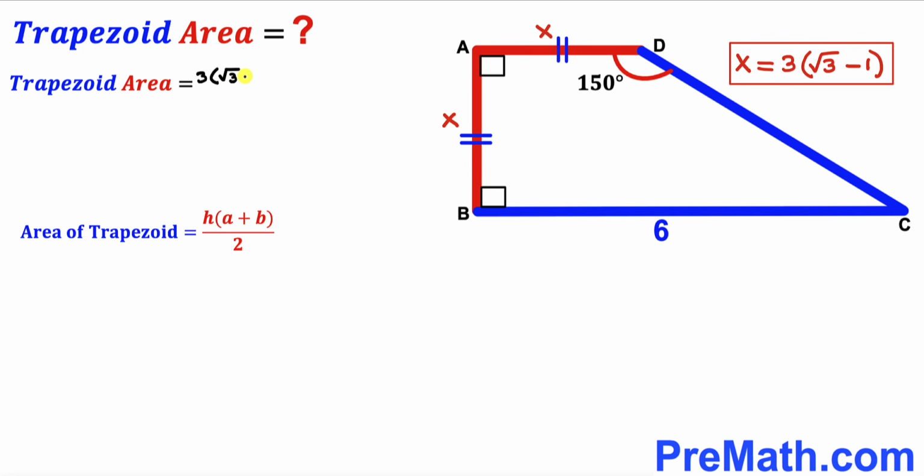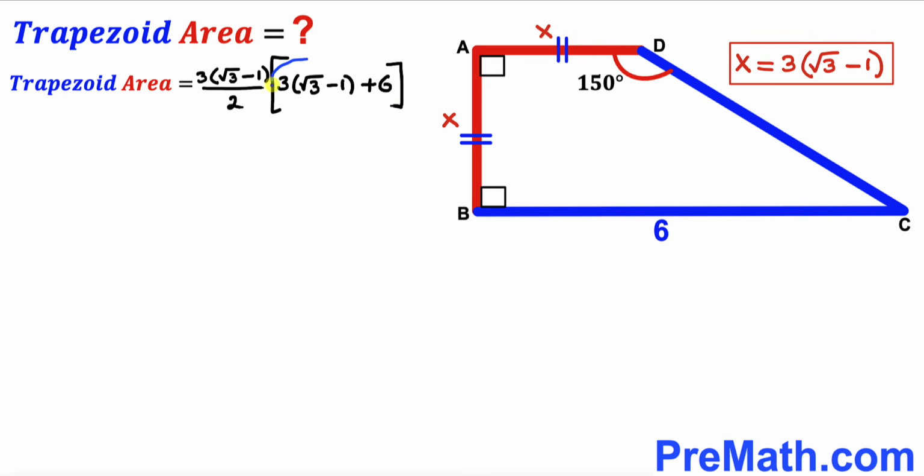of 3 minus 1 divided by 2, and then times our base x, which is 3 times the square root of 3 minus 1, plus our base b, which is 6. And now let's focus inside this bracket. We could distribute this one over here. That's going to give us 3 times the square root of 3 minus 3, and then plus 6.